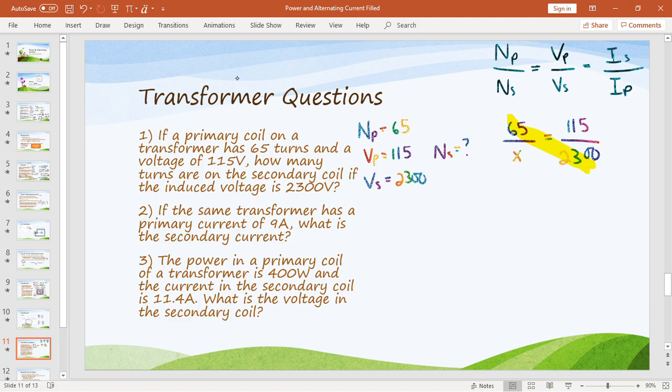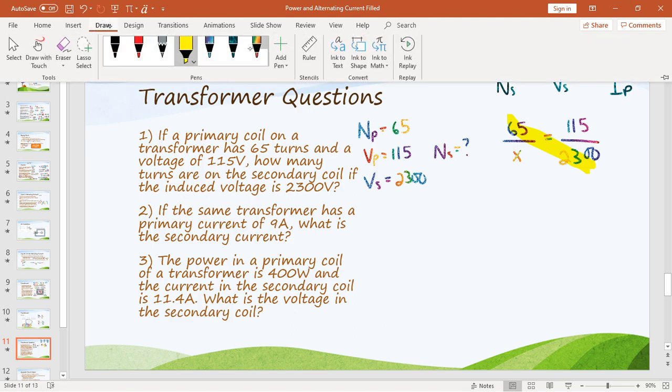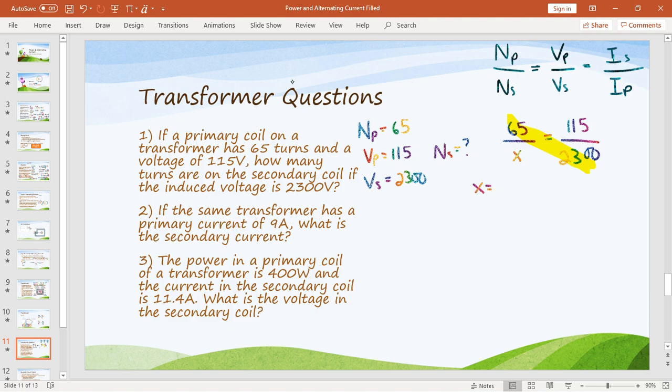Whenever you have two numbers kitty corner, switch back to my rainbow pen, those are the multipliers, and the leftover is the divider. So to get X, going back to straight up math, it's 65 times 2300 divided by 115. And that's just a cross multiplying shortcut. When you do that math, you get 1300 turns in the secondary.